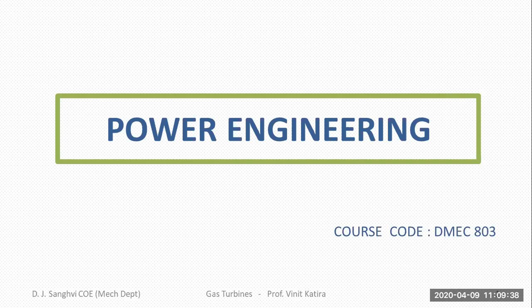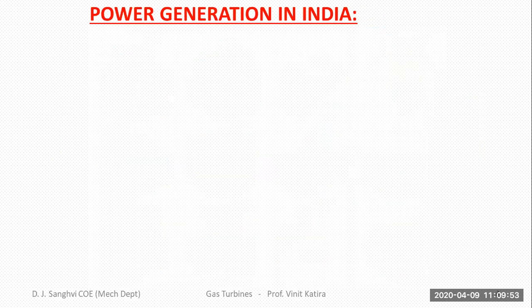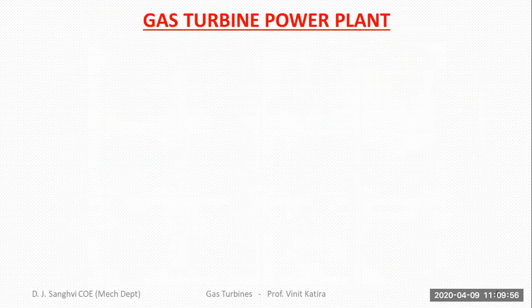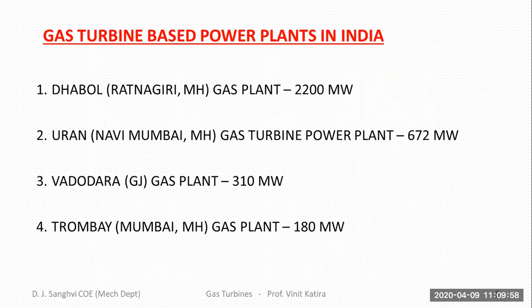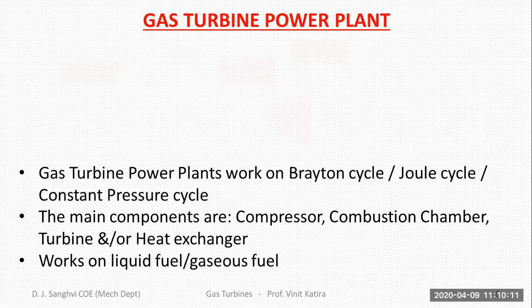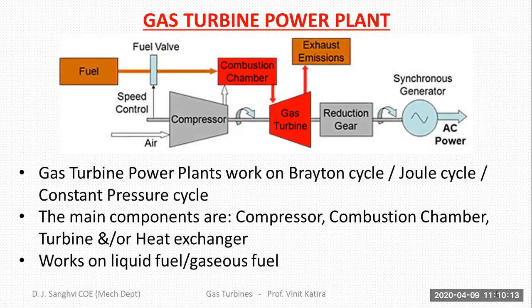So in the previous class, we had seen the basics of our gas turbine power plants. We had classified the gas turbine power plants mainly on the basis of the type of cycle that they employ. We had, of course, had a small brief about the gas turbine power plants that are there in India. We had concentrated more on the ones that are there in Maharashtra and Gujarat. We had seen the layout of the gas turbine power plant.